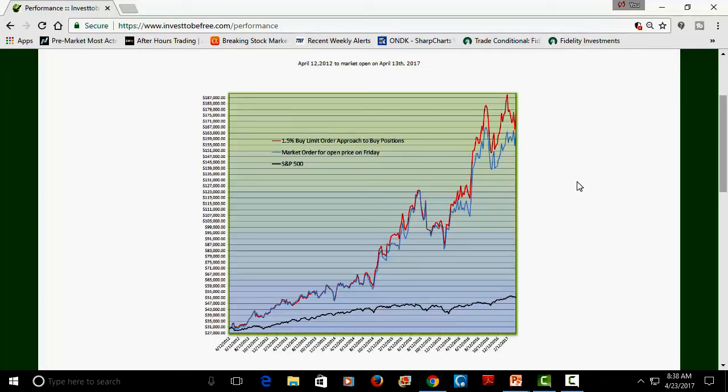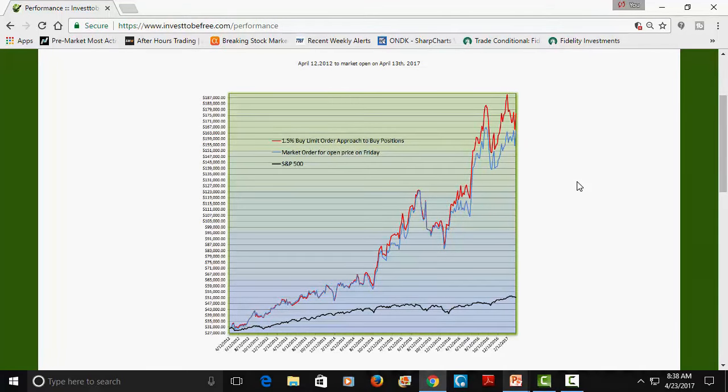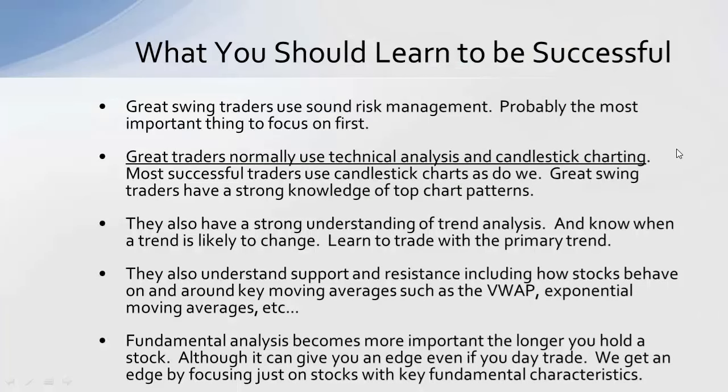That's the end game. That's why you're listening to this course and learning swing trading and good strategies and refining your techniques over time, which does take time. Okay, now what do you need to learn to be successful? This is where we should start. We can break this down into a few key areas.